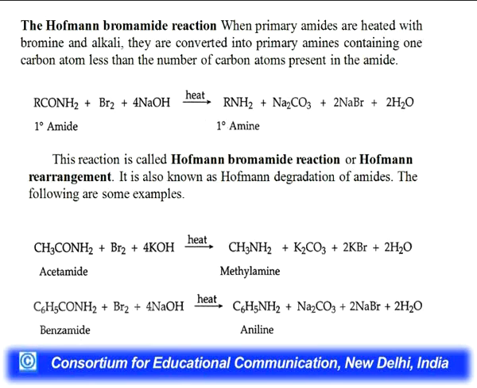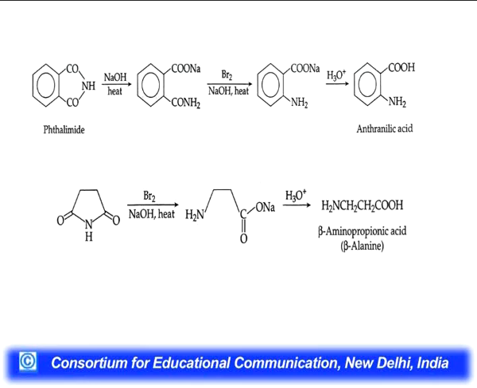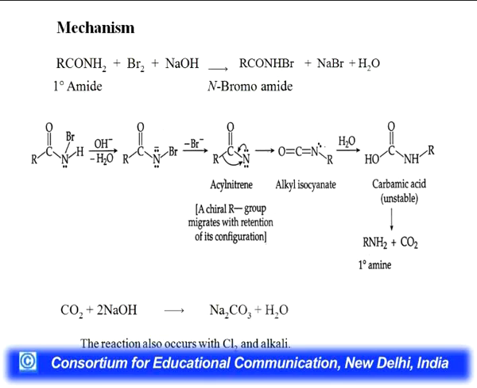These are the examples. Acetamide will give you methylamine, benzamide will give you aniline. Phthalimide will give you anthranilic acid, and again you can see that beta-aminopropionic acid is formed from this cyclic amide. How does the mechanism take place?